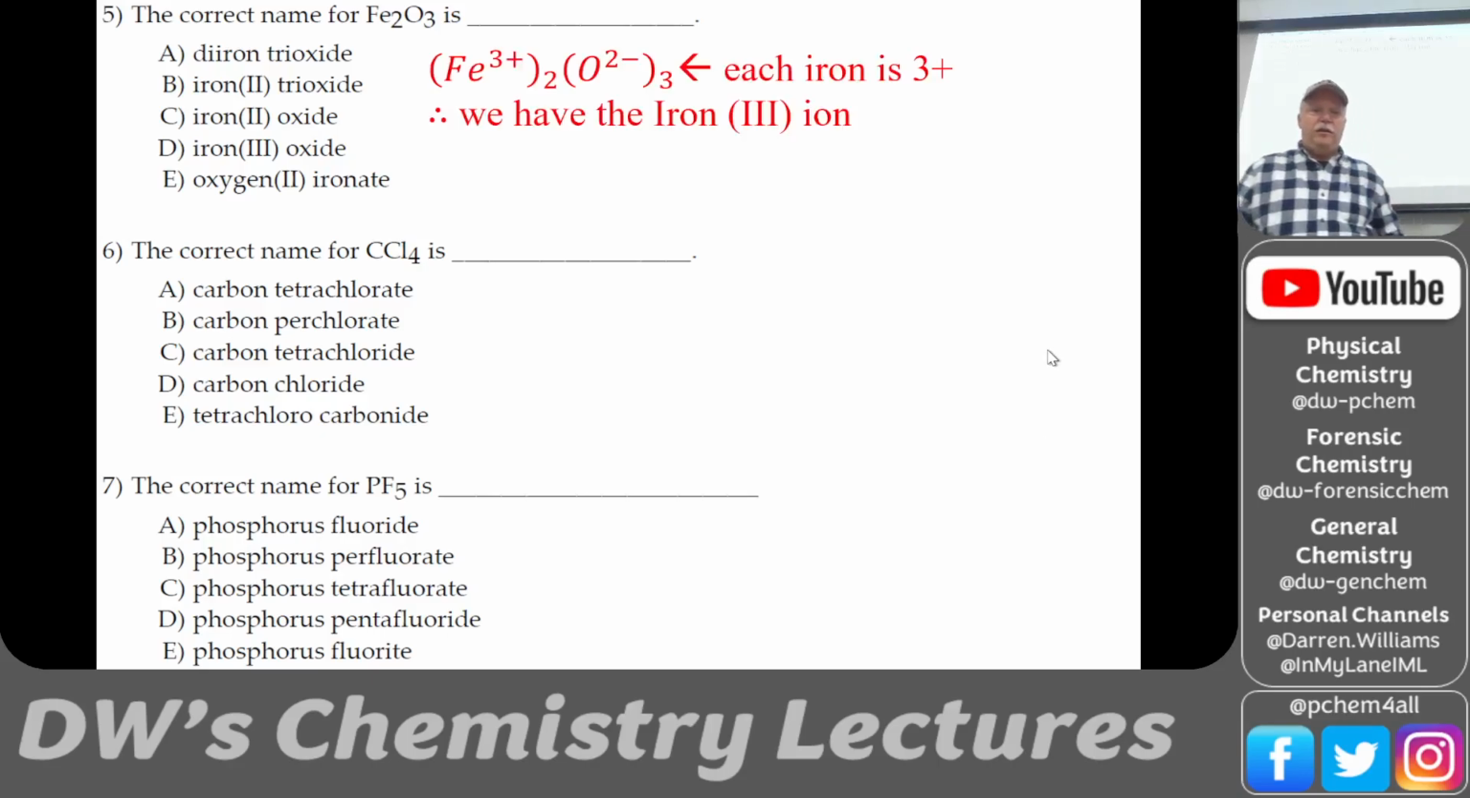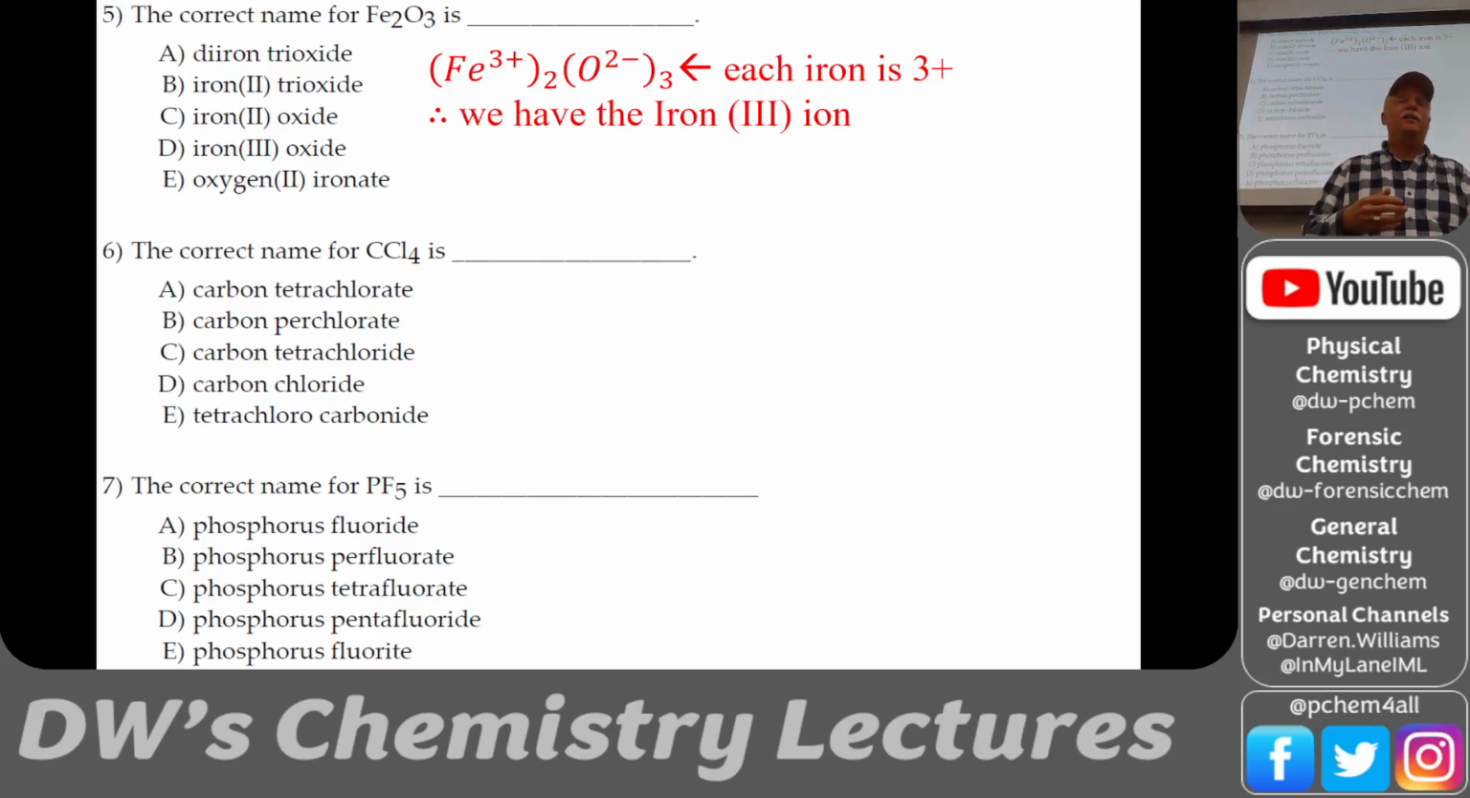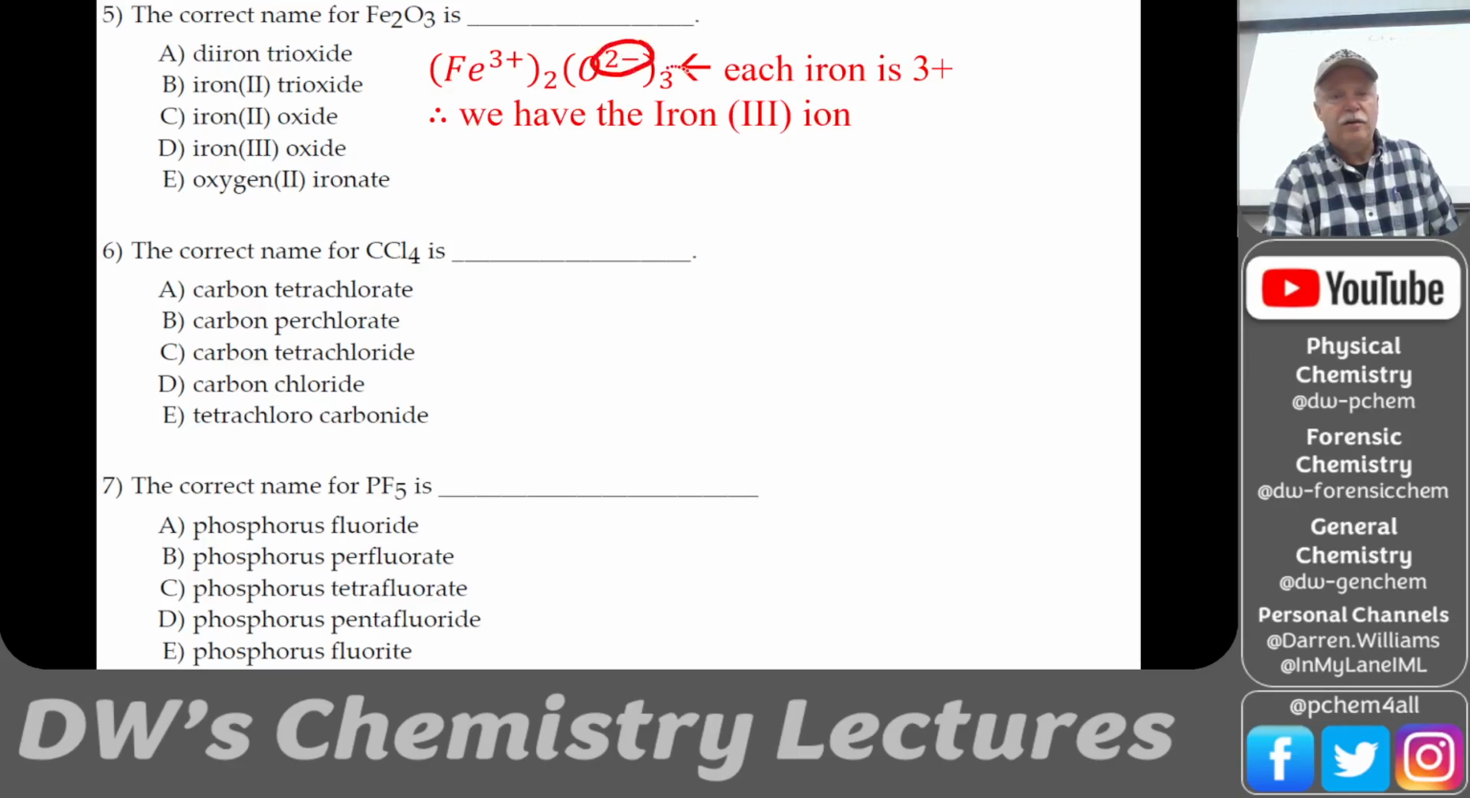Fe2O3. So iron, let's say I don't know, it could be iron 2+, it could be iron 3+, right? Iron makes 2+ and 3+ ions. But I know oxygen always makes a 2-, and I got 3 of those. So I know this, and I know this, and this is the only one I don't know. I've got to figure that out. The only way that works out is if iron is a 3+. So we have iron(III) oxide. That would be the name for that one.